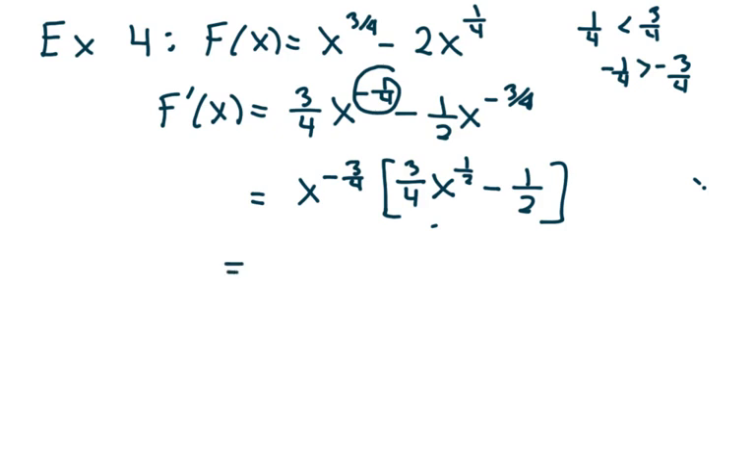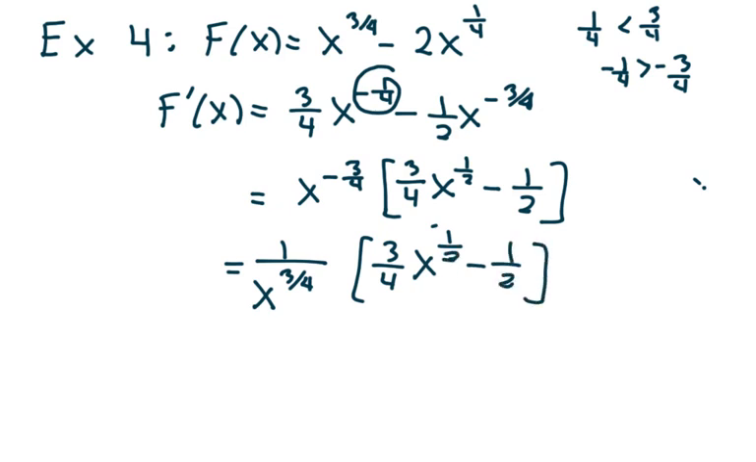And so this is 1 over x to the 3/4 times 3/4 x to the 1/2 minus 1/2. So it's very important to be able to factor out that negative exponent. But I just looked at which one was the smaller exponent. And so if you guys can read my handwriting, that should say half. So let me write that a little nicer.